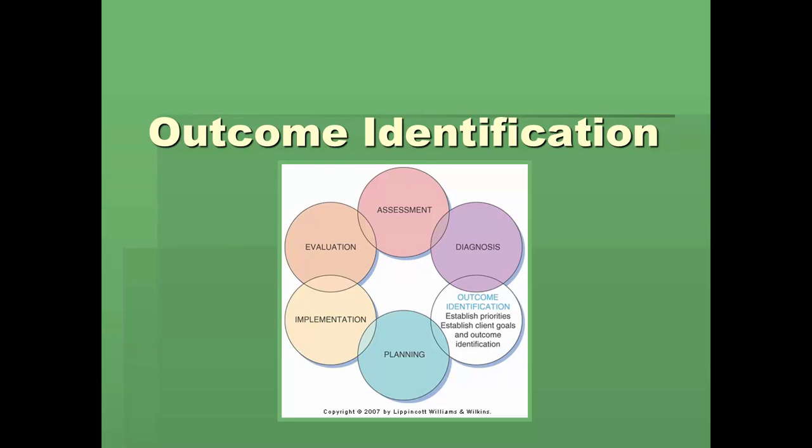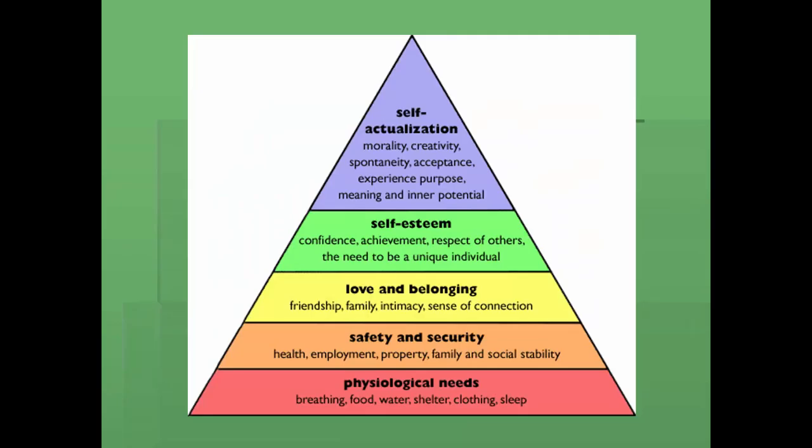The first step in outcome identification is really establishing priorities, and you can use any number of different rubrics to help you with that. One framework that you're probably very familiar with is Maslow's hierarchy of needs. And here's a picture that reminds you that our most basic needs, the physiologic needs, are at the bottom, and then needs for safety and security, and as we ascend up the pyramid we get to those needs for self-actualization.